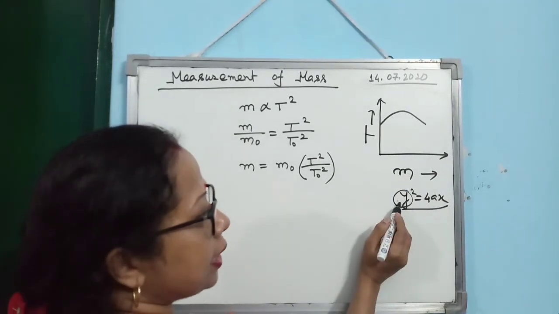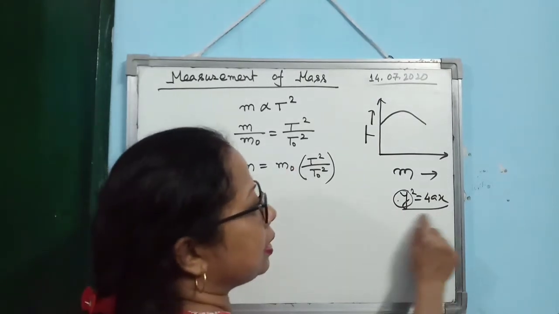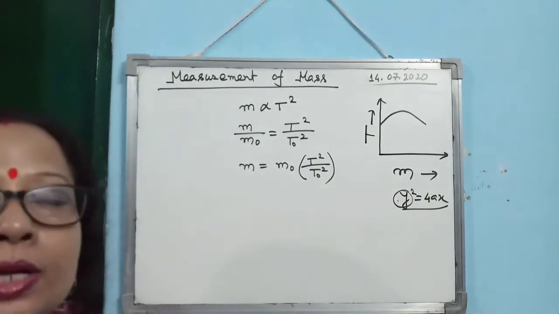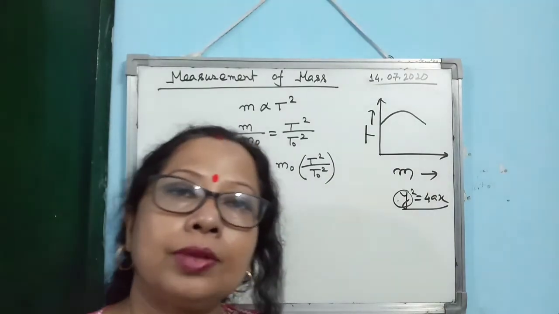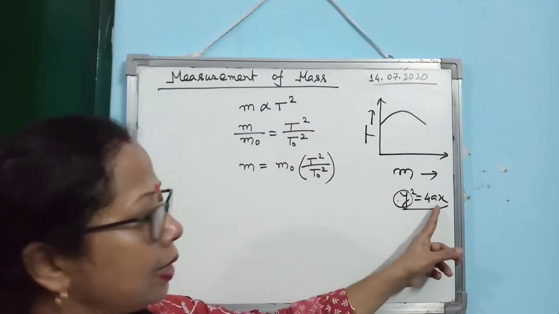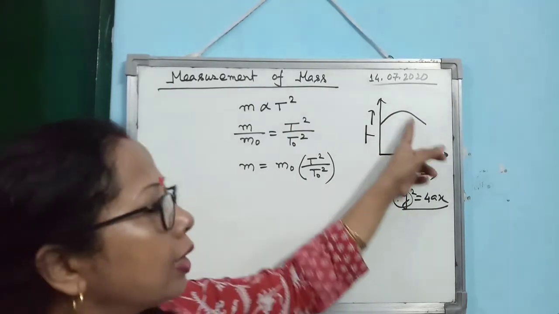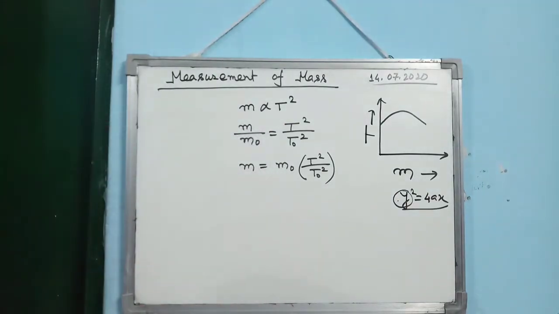So if one side is quadratic and the other side is linear, meaning the equation obeys this form, then what will be the nature of the graph? The nature of the graph will be a parabola. As T and M depend on each other according to the parabolic equation, the graph will be a parabola. So this is the way one can measure the inertial mass.